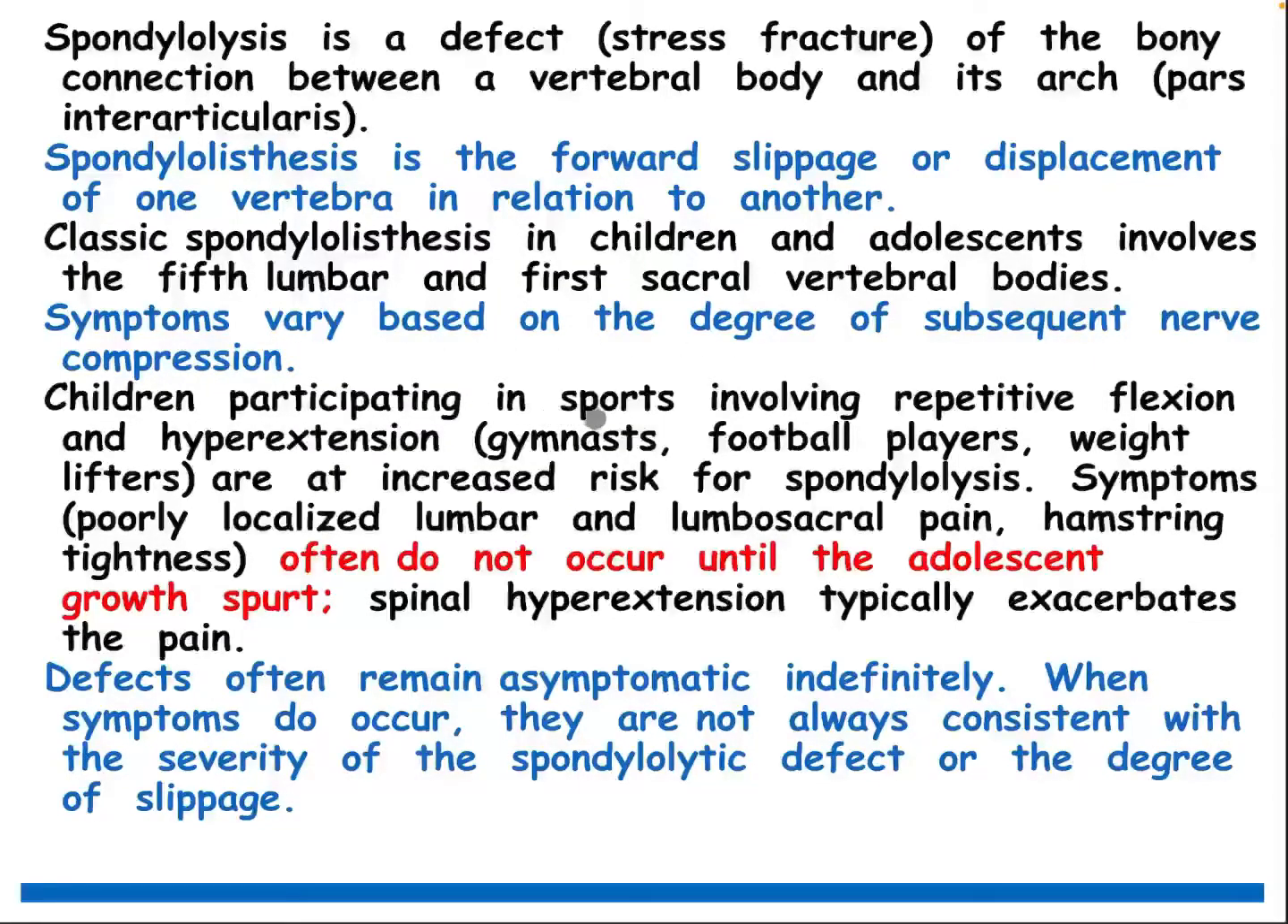Children participating in sports involving repetitive flexion and hyperextension, such as gymnasts, football players, and weightlifters, are at increased risk for spondylolysis. Symptoms include poorly localized lumbar and lumbosacral pain and hamstring tightness, and often do not occur until the adolescent growth spurt. Spinal hyperextension typically exacerbates the pain. Defects often remain asymptomatic indefinitely. When symptoms do occur, they are not always consistent with the severity of the spondylolytic defect or the degree of the slippage.